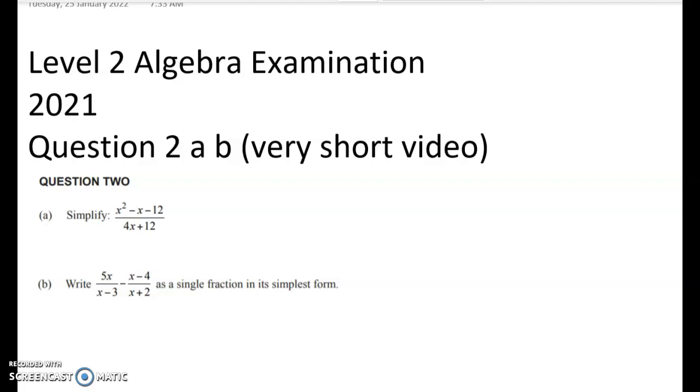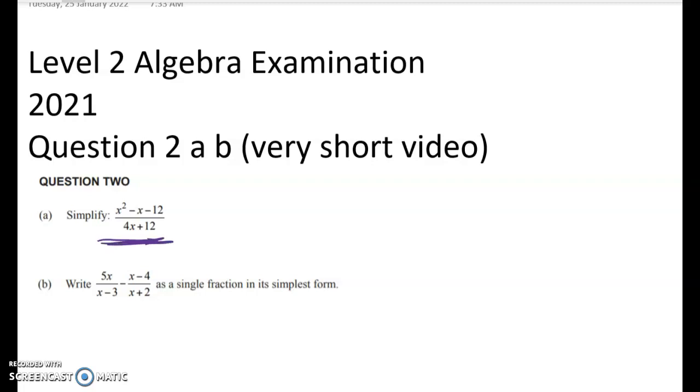It's going to be a really short video with just 2A and B because I want to do all of the long part C question in one go. So this one has just got a couple of simplification problems to look at. So the first one is to simplify this thing here.